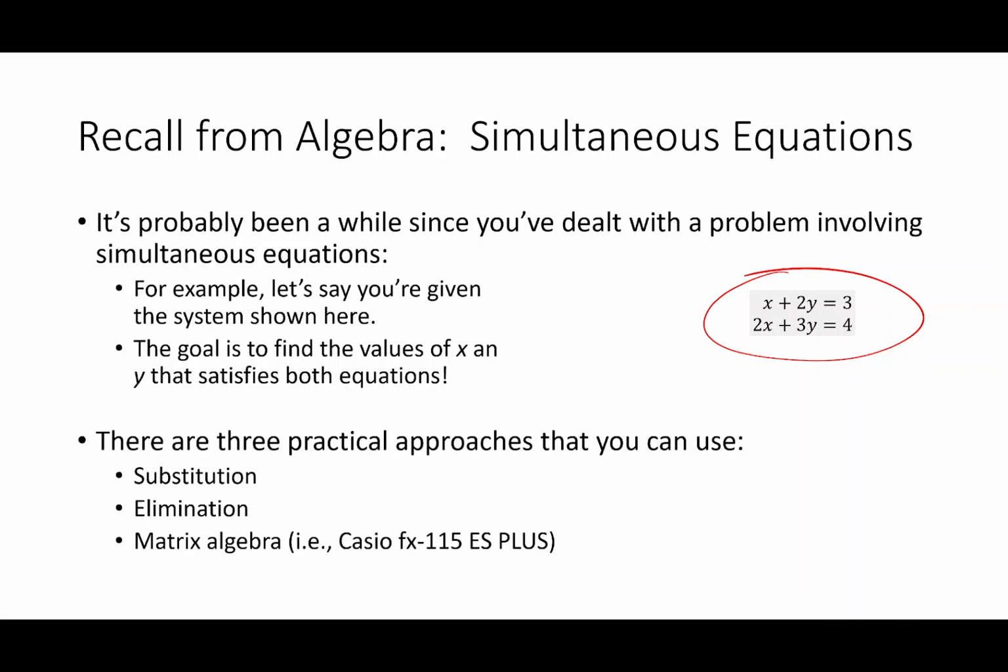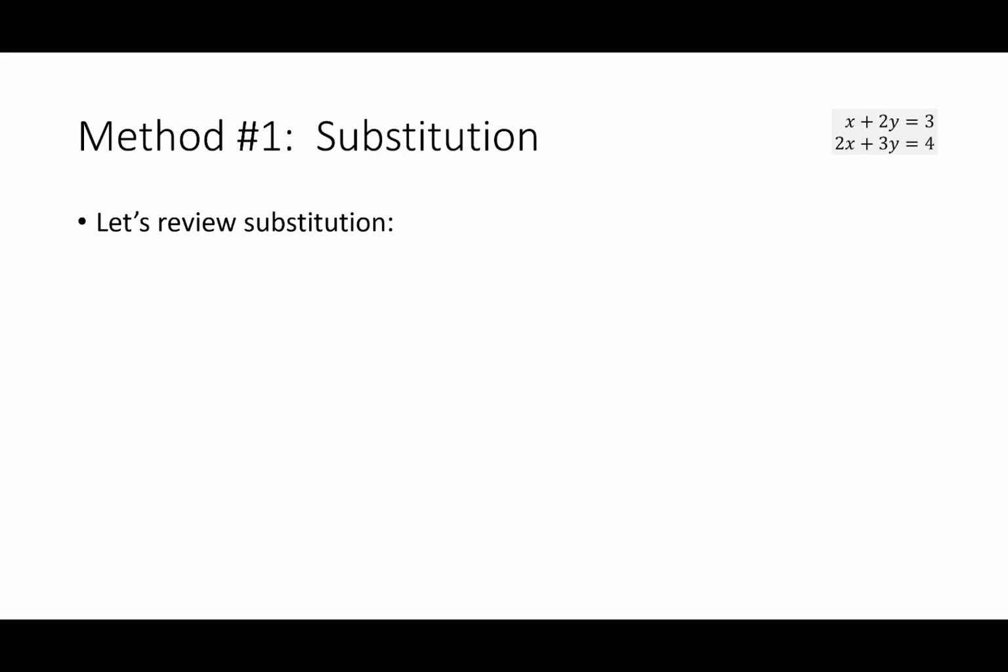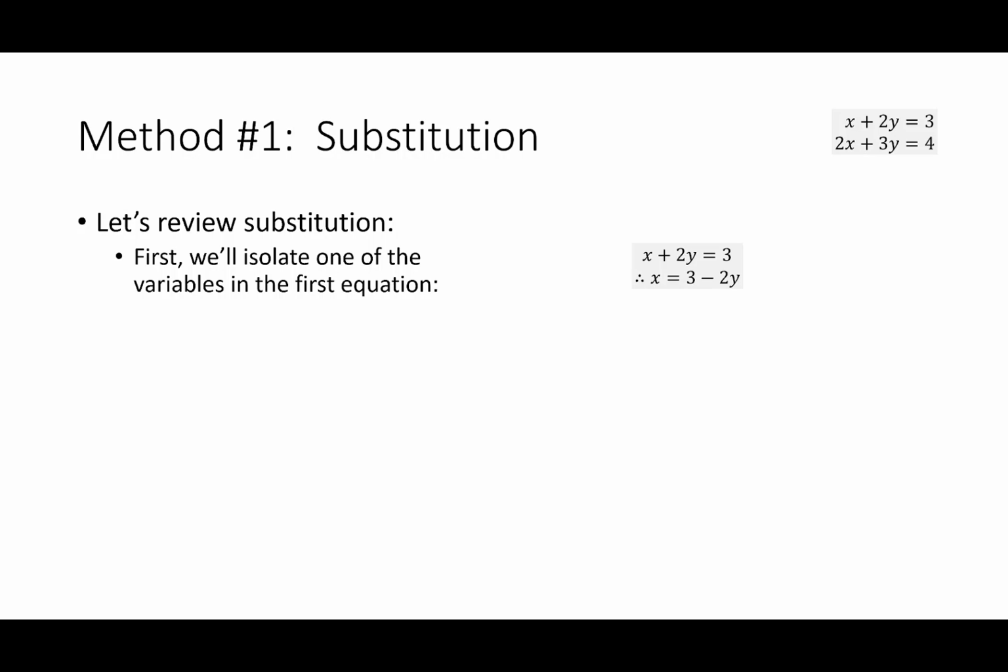Okay. Let's talk about this. So let's take substitution. Okay. So how does substitution work? So I've got this system of equations. Here's the method of substitution. The first step is to pick one of the equations and rearrange it, such that I've isolated one of the variables. So if I take the first equation, x plus 2y equals 3, I can isolate x. Just move the 2y over to the other side. Say x equals 3 minus 2y.